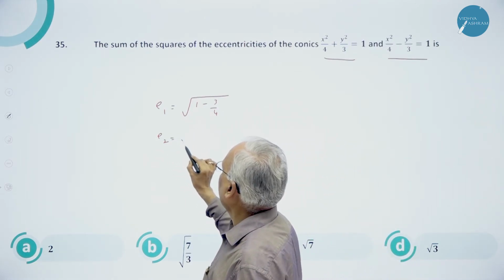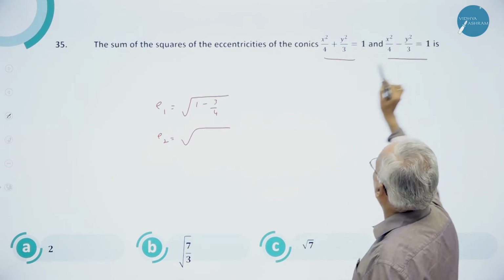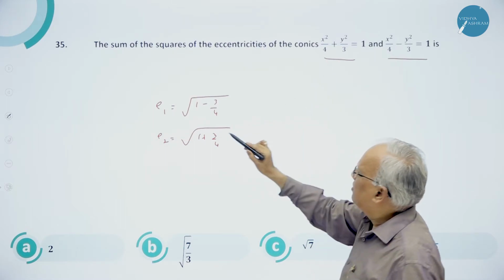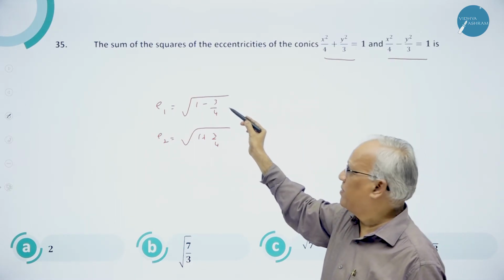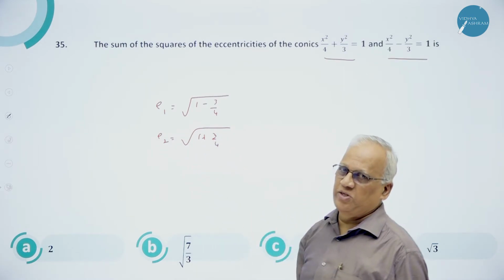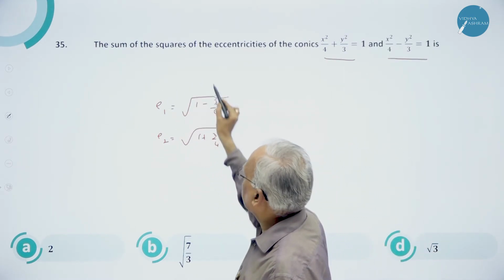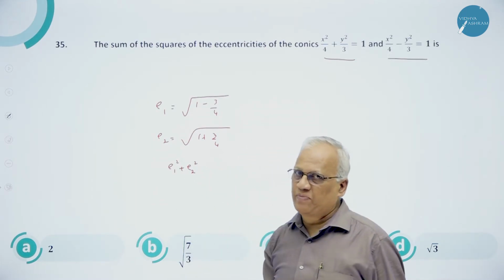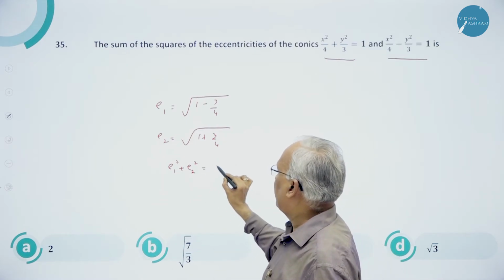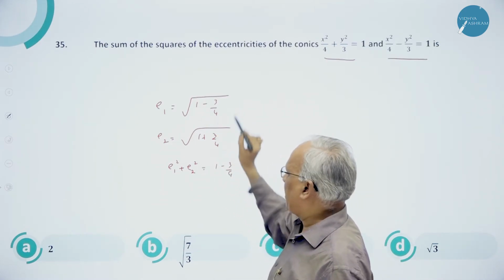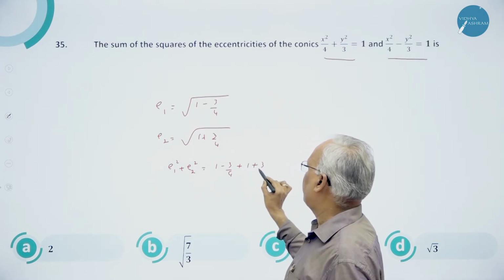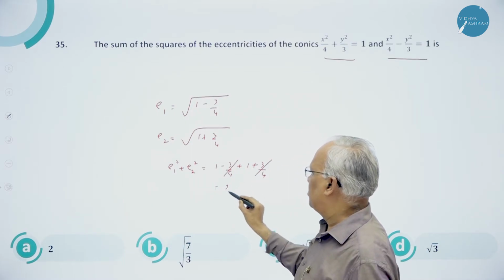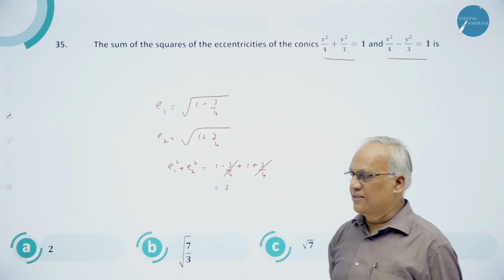What is e2? It is the eccentricity of the hyperbola, the square root of 1 plus 3 by 4. Because the eccentricity of the ellipse is the root of 1 minus b squared by a squared, and for a hyperbola it is 1 plus b squared by a squared. Now you want the sum of the squares, that is e1 squared plus e2 squared. So e1 squared plus e2 squared is 1 minus 3 by 4 plus 1 plus 3 by 4. That's why I said not to simplify first. The 3 by 4 cancels, it becomes 2. So the sum of the squares of the eccentricities is 2.